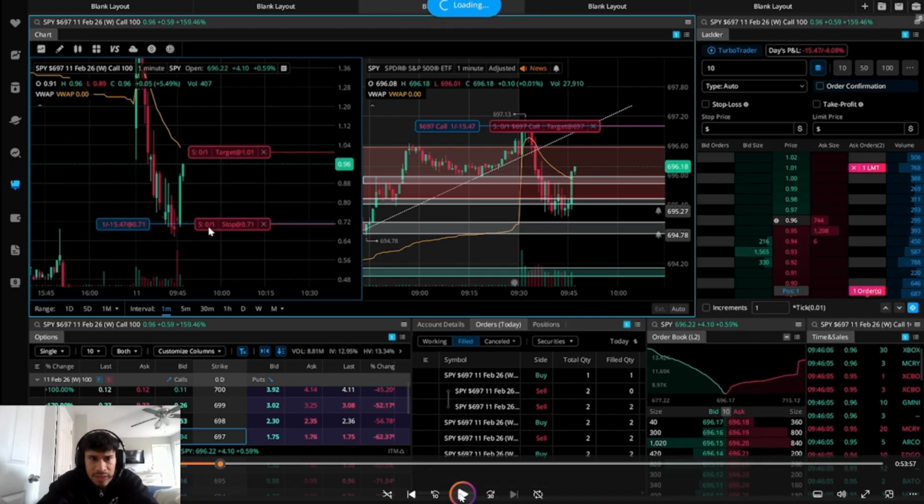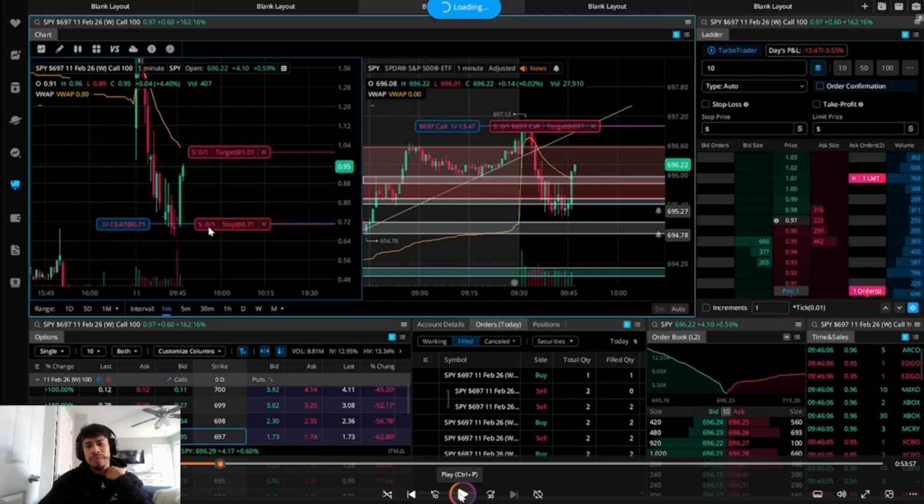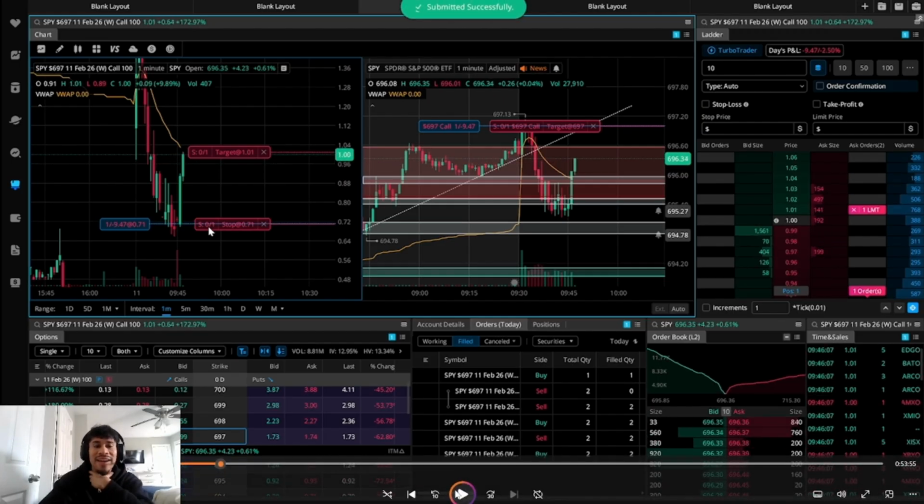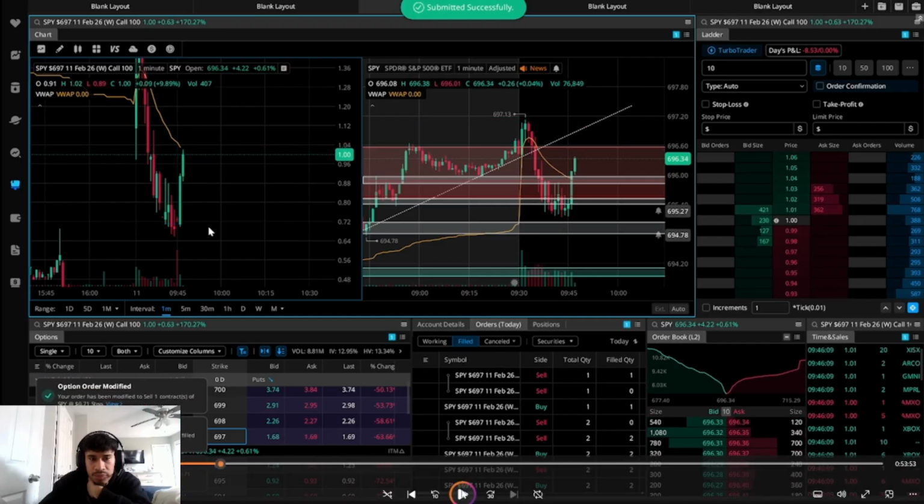So remember, I was risking 10 cents. This is up 2 to 1, but half size. My target was at 101, which was 30 cents, so it would have been a 3 to 1. Boom. I hit my target. I'm like, okay, so buyers are stepping into the stock. My thesis was never invalidated. That's why I kept trying it.